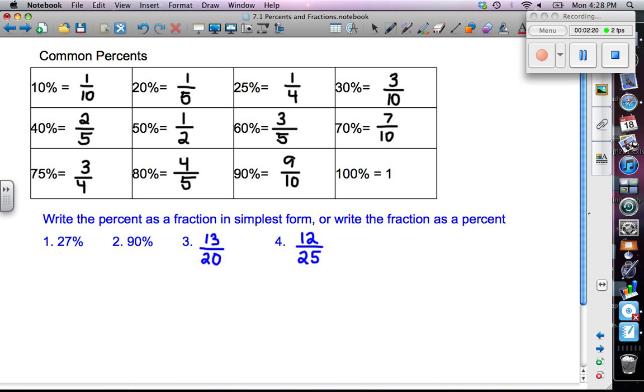So I want you to take a minute and try to write the percent as a fraction in simplest form, or write the fraction as a percent. So try these 4 problems. So press pause now.